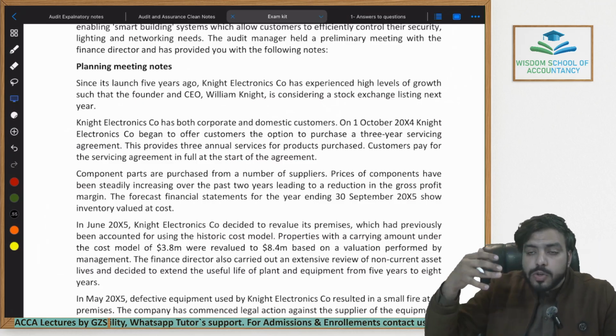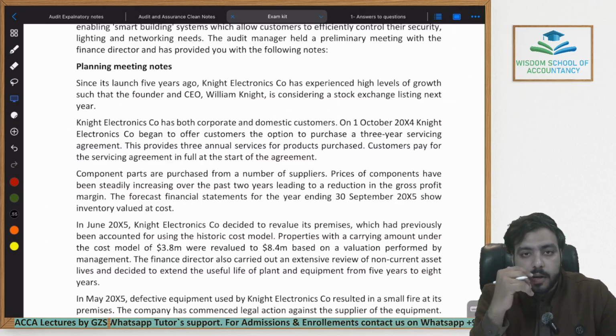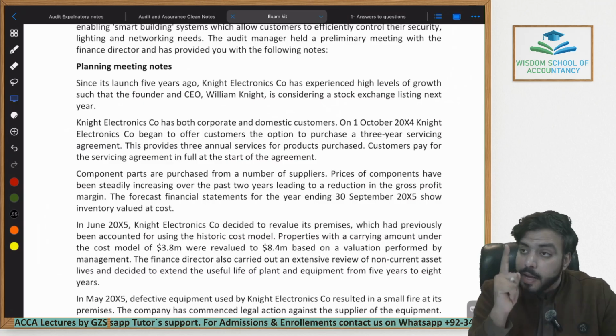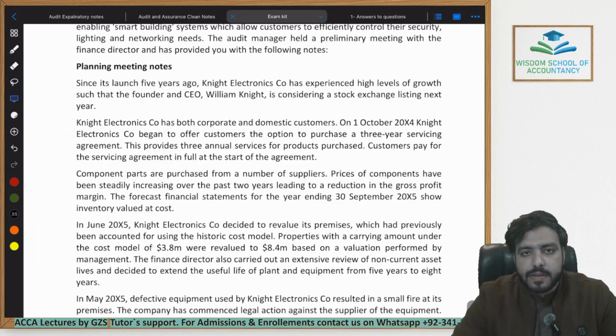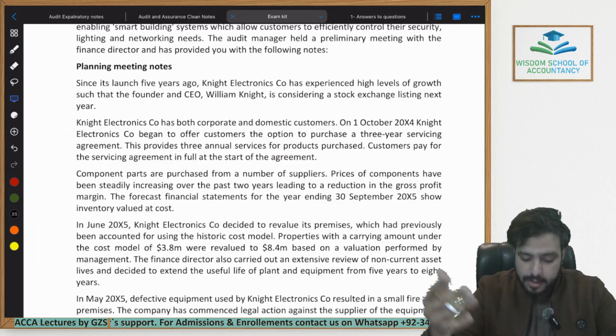Because that would ensure that they would get a high price within the market. So right now they are more motivated to manipulate the figures in the financial statements to show a better financial image of the company.